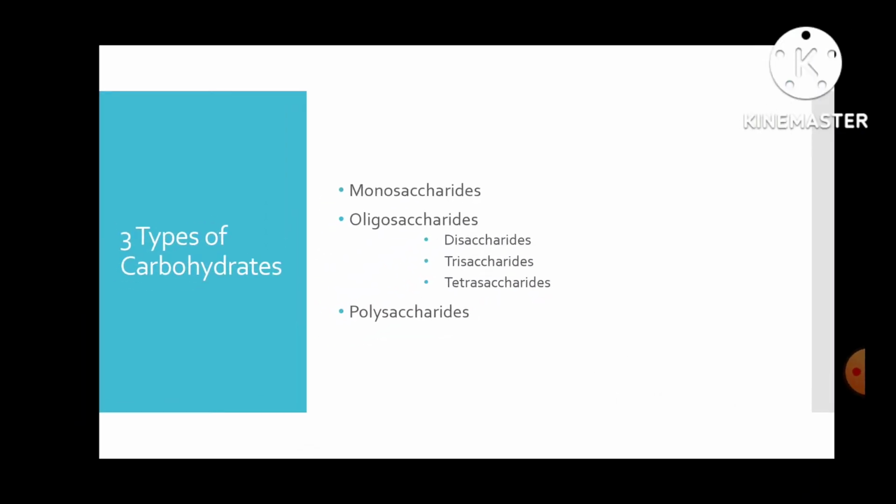There are three types of carbohydrates. First is monosaccharide, second is oligosaccharide. Oligosaccharides are classified into three types: disaccharide, trisaccharide, and tetrasaccharide. And the third one is polysaccharide.